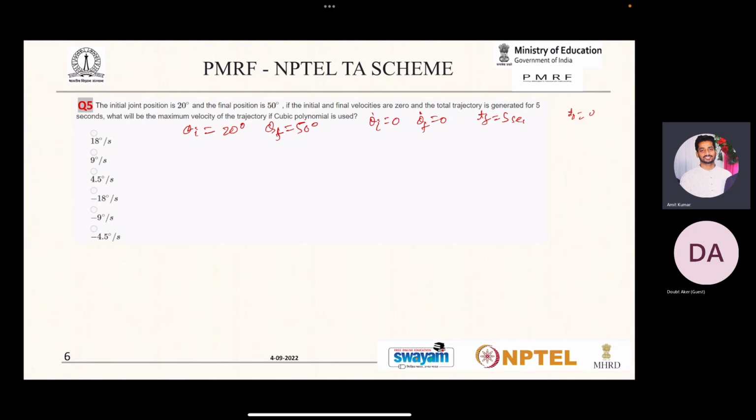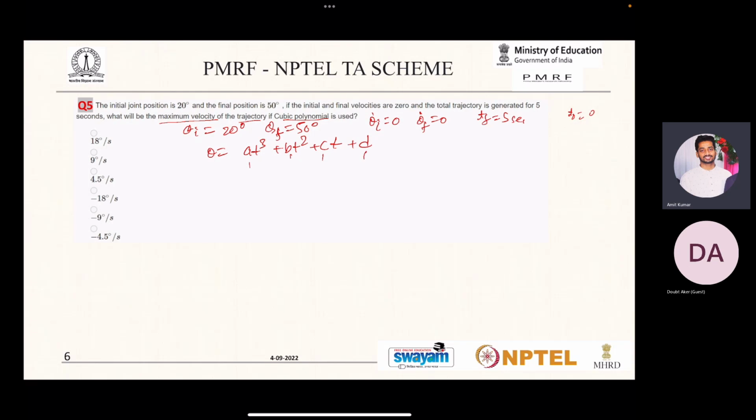So what else is given? I think we have written everything. It is asking what is the maximum velocity of the trajectory if a cubic polynomial is used. So you can write that theta must be a function of t like this: a t cubed plus b t squared plus c t plus d, right? This is cubic. Now using the given conditions, you can find the coefficients a, b, c, and d.